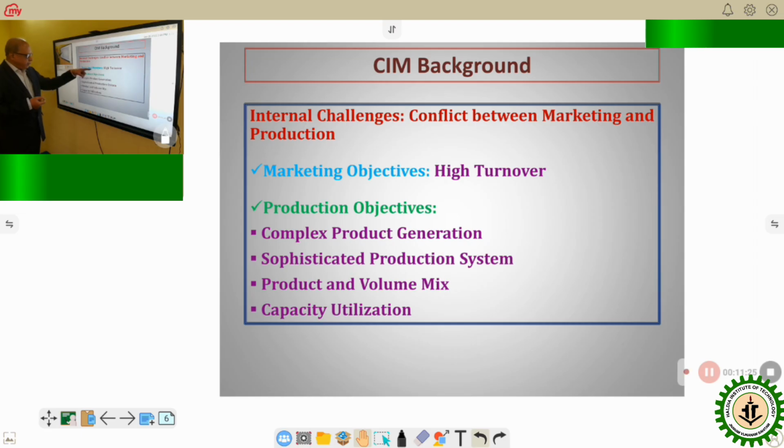But it may not always be in good agreement with the production objectives. Production people will be looking for complex product generation. If they can develop a complex product, they can manufacture it with their existing facilities, to their knowledge and expertise, and they will feel proud of that. Sophistication of the production system: if the production system comprises very sophisticated equipment like CNC, CMM, robotic systems, HEVs, they feel proud that they have very sophisticated production systems.